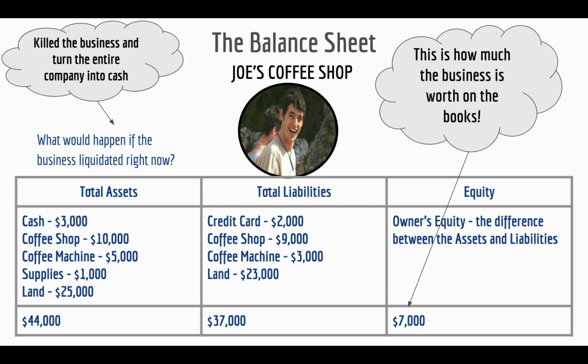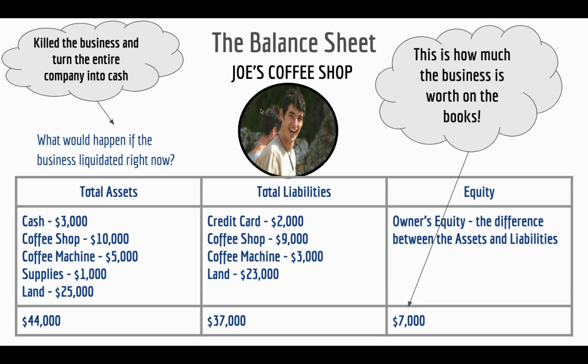So total assets are $44,000. Total liabilities are $37,000. So if we took all of our assets and sold them, again, that term liquidated, and we turned them into cash, we would still have to pay $37,000 in debts to our credit card, to pay off the loan for the coffee shop, to pay off the loan for the coffee machine, and to pay off the loan for the land. Okay? Whatever's left is what we call our equity, the difference between the assets and the liabilities.